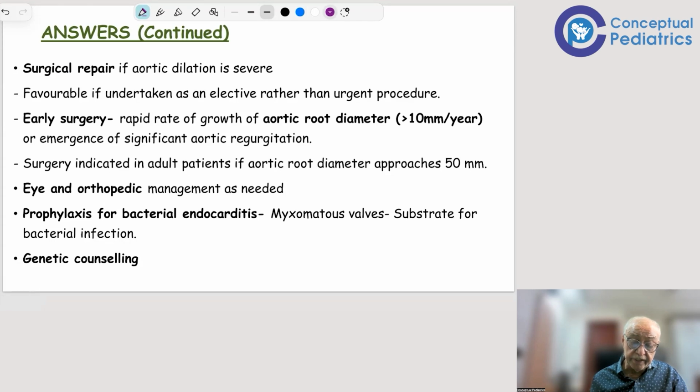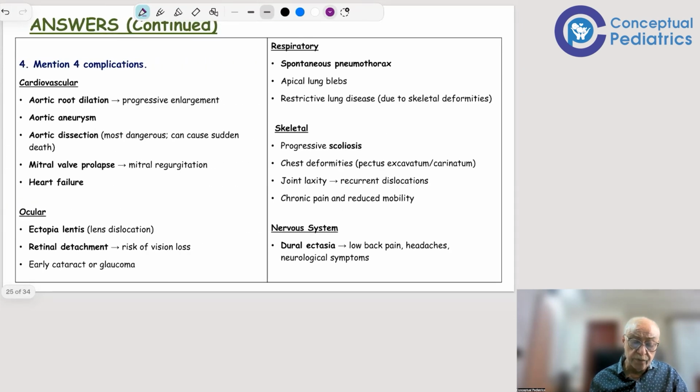Surgical repair, if the aortic dilatation is severe, is favorable if undertaken as an elective procedure. Early surgery can be done if there is a rapid rate of growth of the aortic root dilatation. Eye and orthopedic management as needed. Prophylaxis for bacterial endocarditis, yes. You have to keep in mind that the child has aortic root dilatation, so if some procedure is to be carried out, then like for other cases, prophylaxis for bacterial endocarditis needs to be started. It is autosomal dominant, so you need to keep that in mind, and genetic counseling needs to be done. So that's what is there.